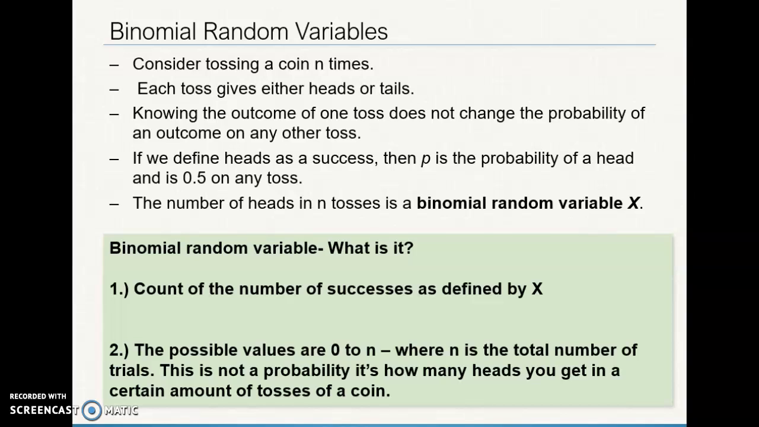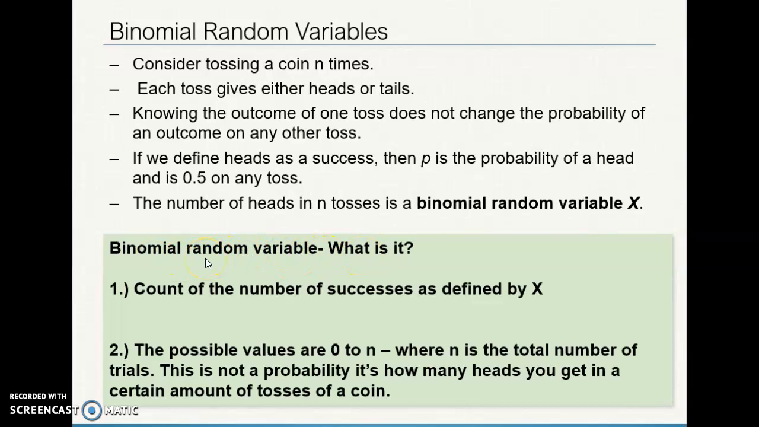All right, let's just take a minute and talk about binomial random variables. Consider tossing a coin n times. Each toss gives either heads or tails. Knowing the outcome of one does not change the probability of any other toss. So if we define heads as a success, then the probability of tossing a coin and getting heads is 50% on any toss. So that's telling us that the number of heads in n tosses is a binomial random variable x. Okay, so what is the difference between a binomial situation and a binomial random variable?